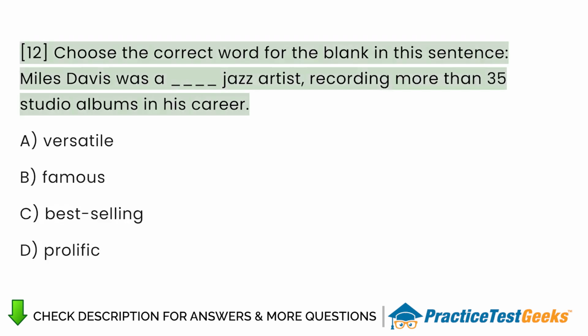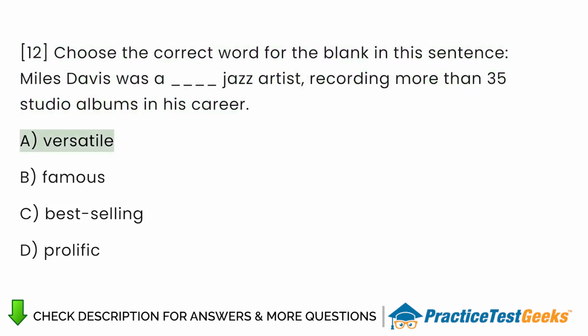Choose the correct word for the blank in this sentence. Miles Davis was a ___ jazz artist, recording more than 35 studio albums in his career. A. Versatile. B. Famous. C. Best-selling. D. Prolific.